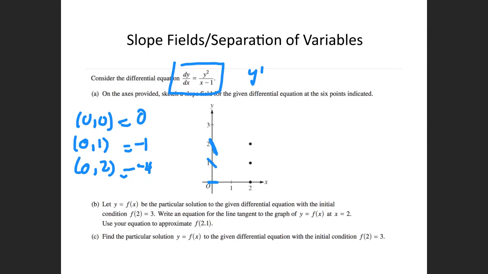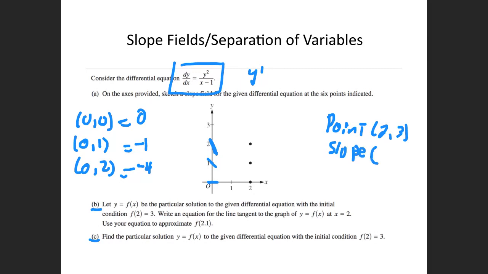But let's talk about parts B and C. It's a little bit harder. Part B says, let y equal f of x be a particular solution to the given differential equation with the initial condition 2, 3. So they just gave me a point, 2, 3. Write an equation for the line tangent to the graph of y equals f of x at x equals 2. Use your equation to approximate f of 2.1. Well, we've got our point. The only other thing we need is slope.